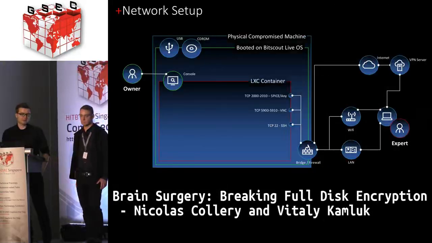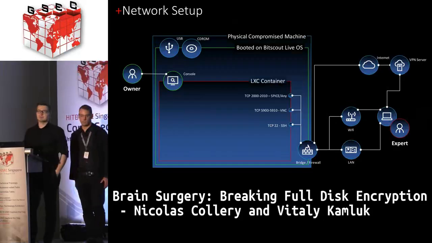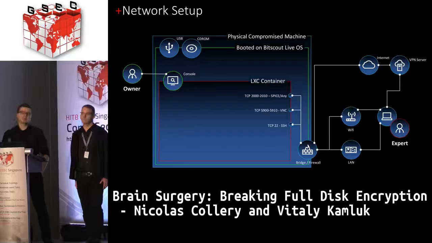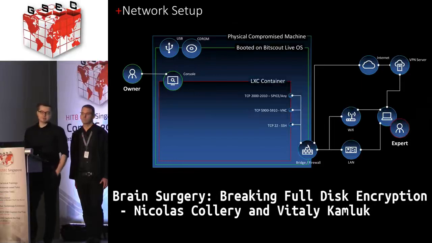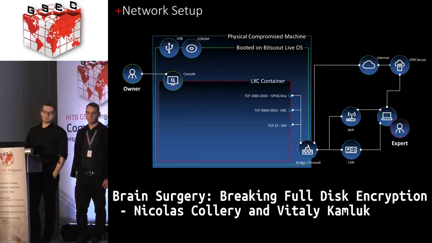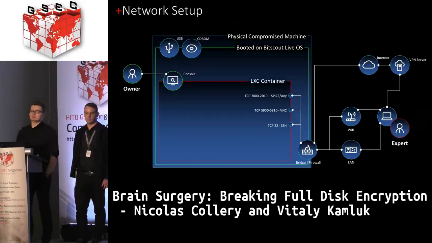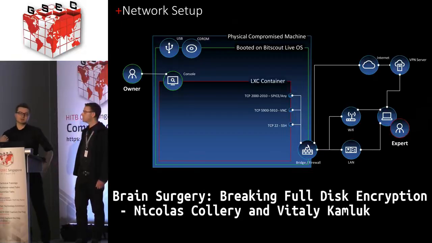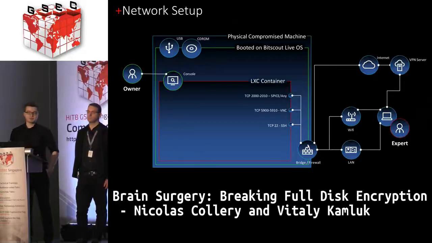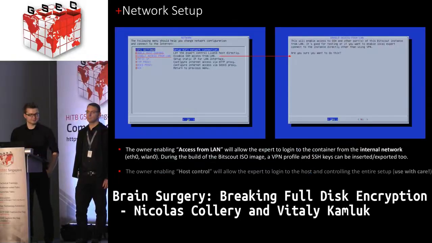Now, network setup allows us to connect over VPN by default, but the user, of course, can enable direct access from the LAN. So for the demo, we will use direct access because it's just simpler than using VPN. So we can SSH directly into the box and control it. Certain ports can be forwarded from that container over the VPN to the expert, so that we can start additional services, including a virtual machine, like we will show you in a few moments.